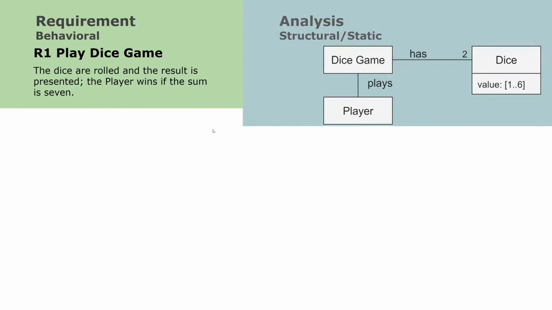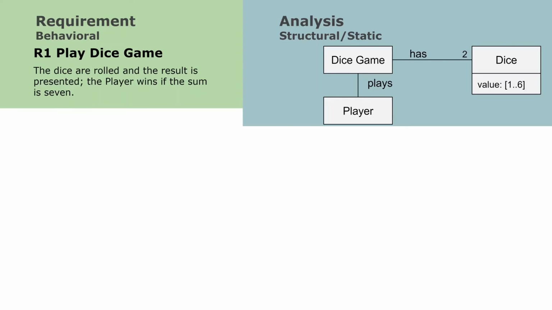Requirements are often behavioral, that is, they have some description of what is supposed to happen in a certain situation. Maybe they even have a flow of events that happen in sequence. So requirements describe the behavior of the system. To complement this behavioral view, we do the analysis, the domain model. So we create a structural or static view based on our requirements.